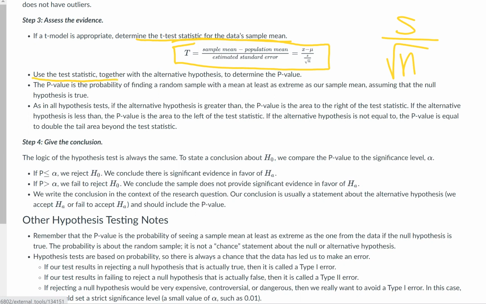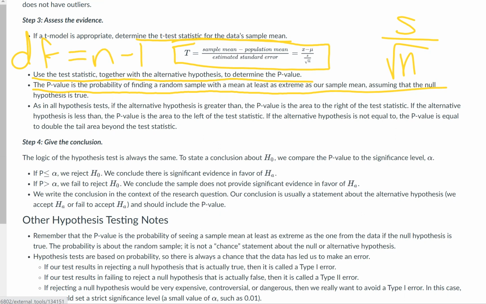Use this test statistic together with the alternative hypothesis to determine the p-value. The p-value is the probability of finding a random sample with a mean at least as extreme as our sample mean, assuming that the null hypothesis is true. Also, remember that the applets are going to ask you for degrees of freedom, that's n minus 1, the sample size minus 1.